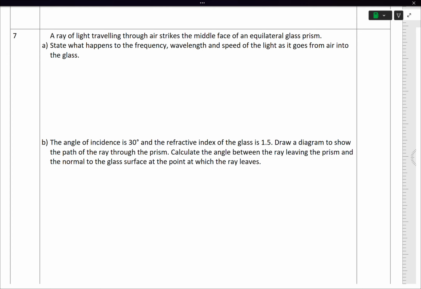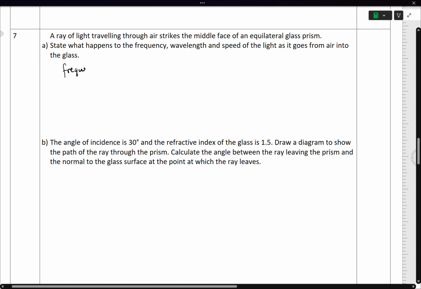Question 7. A ray of light travelling through air strikes the middle of a face of an equilateral glass prism. State what happens to the frequency, wavelength and speed of the light as it goes from air into the glass.